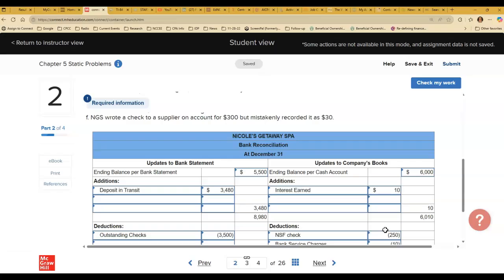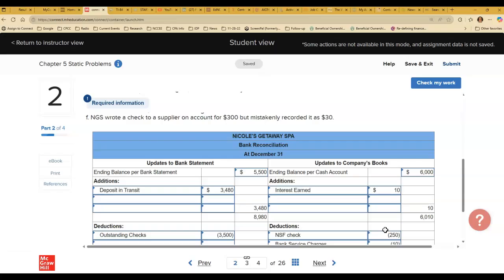Good. We'd need to add $270. You with me? So if we're dealing with a deposit, we put in $300, but we recorded it at $30. Now we need to add another $270. What if it was a $30 deposit that we recorded at $300? Good. We'd have to reduce it by $270.